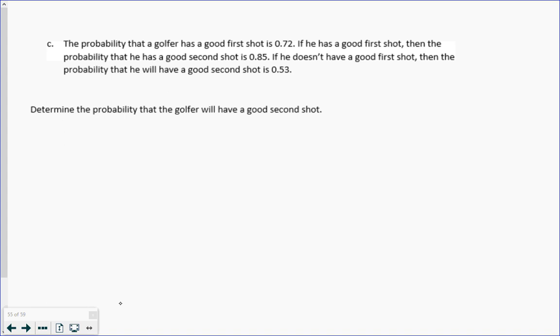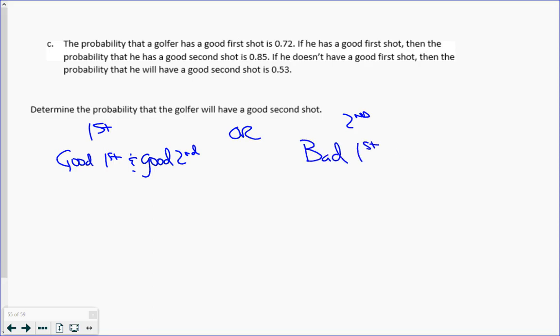Determine the probability that the golfer will have a good second shot. Okay, there's 2 conditions here. What's the first possibility? He'll have a good first and a good second. Or, what's the second possibility? He'll have a bad first, but still a good second. Because we want to know chances of having a good second.